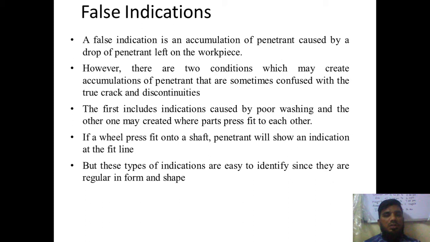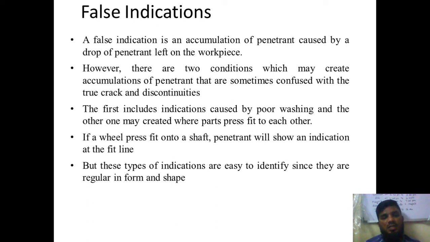The other one may occur when parts fit to each other. For example, you have a tolerance fit or any type of fit. Generally in fits, if you have a shaft and a rod connected to one another, and you remove that, there will be some empty space left out. So because of the shaft, if there is a tolerance fit, there will be a small gap. In that small gap the penetrant will go, and when you apply the developer, that will show you the effect.